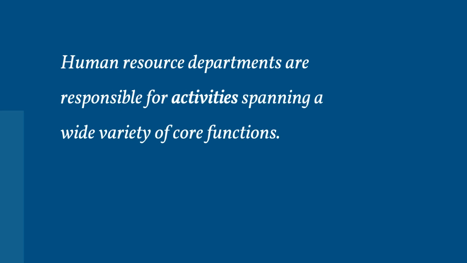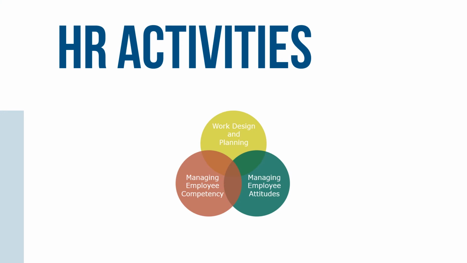Human resource departments are responsible for activities spanning a variety of core functions. This figure highlights the three primary HR activities. First, organizations must decide how to design jobs and ensure that employees are where they need to be to meet organizational goals. Second, companies must ensure that employees have the competencies they need to perform those jobs. And third, employees must be motivated to use their competencies productively.